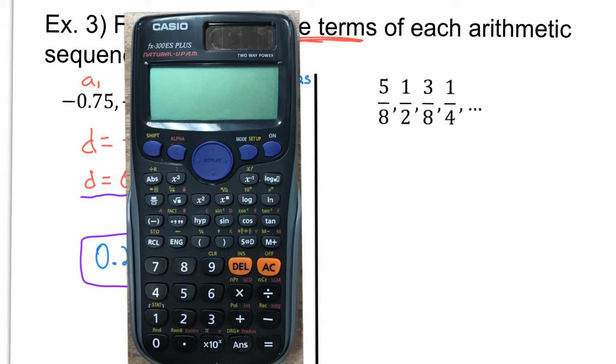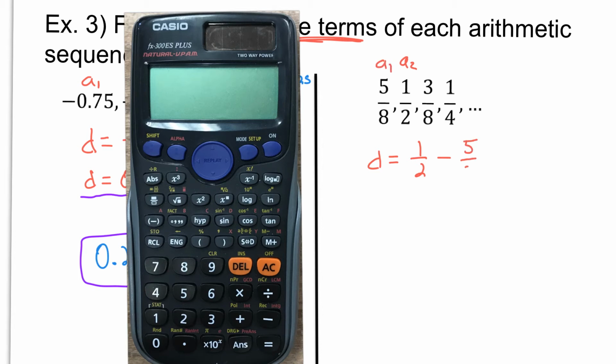Now we do know it's an arithmetic sequence because they say we want to find the next three terms. They're not asking if it is. So if we already know it is an arithmetic sequence, we just need to know what number we need to add to get the next number. So first, let's find out the common difference. So my common difference, D, is going to be the second term, 1/2, minus my first term, and my first term is 5/8.